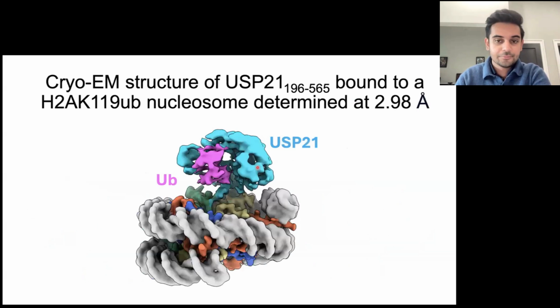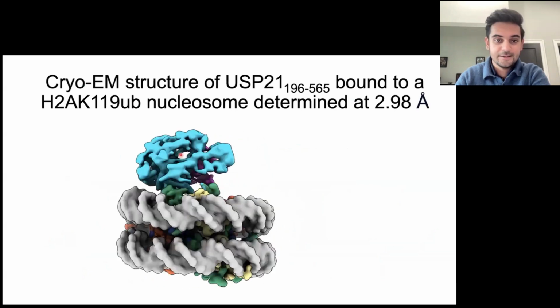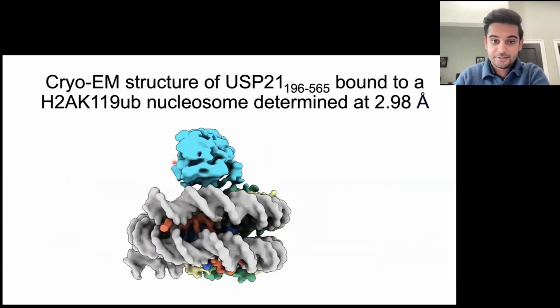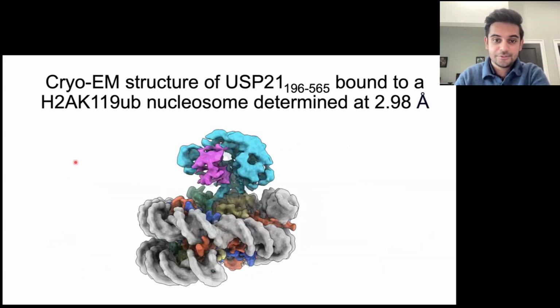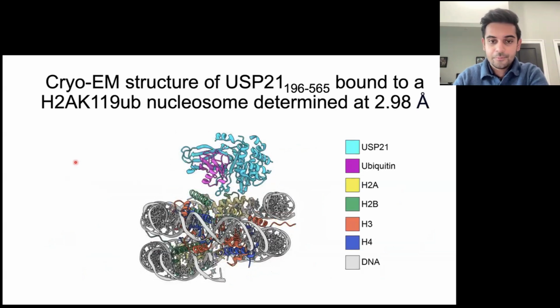And so I've resolved the cryo-EM structure of the USP21 catalytic domain bound to an H2AK119 ubiquitinated nucleosome. You can see that I'm able to clearly discern the densities of USP21 in cyan and ubiquitin in magenta, and that it straddles the surface of the histone octamer. From this structure, we're able to identify some key molecular features for how USP21 specifically recognizes H2AK119 ubiquitin.